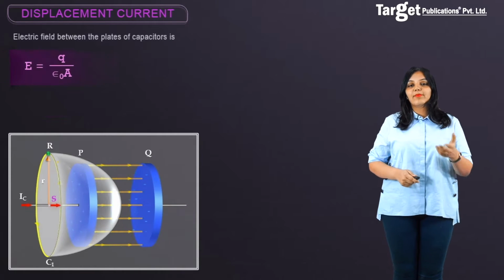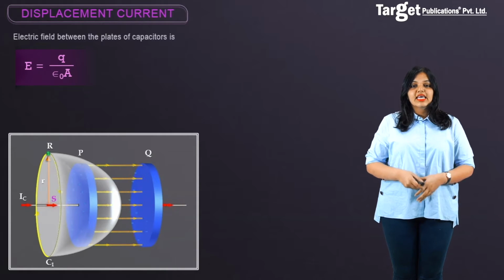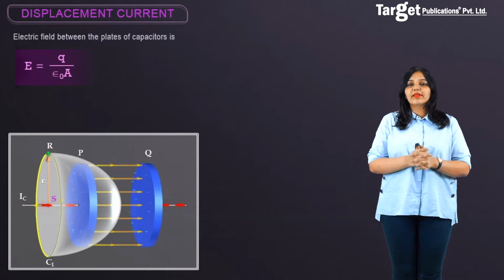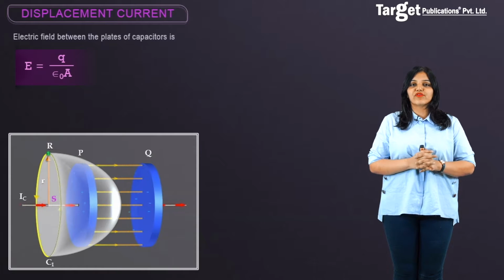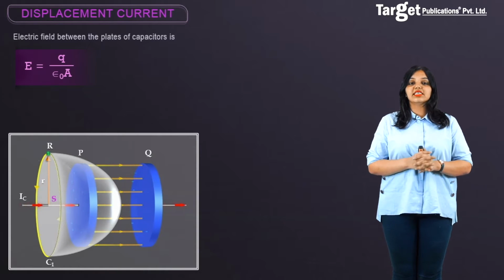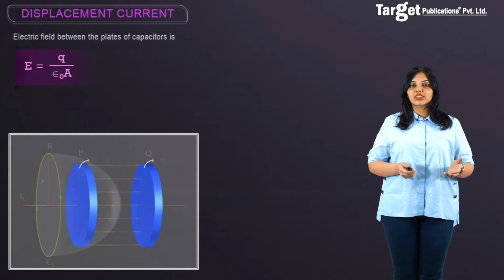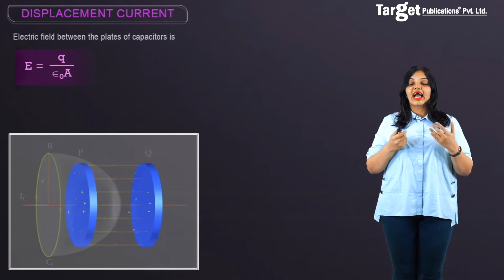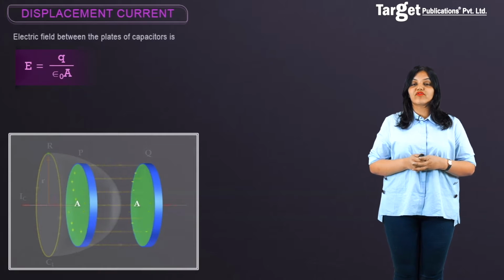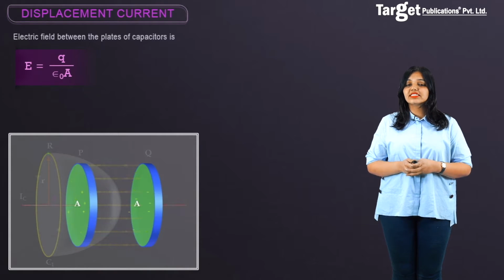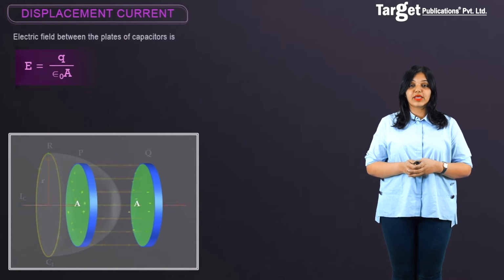So let's see how he postulated the displacement current. He said that we know already that between the plates of a capacitor lies the electric field given by the formula E is equal to Q upon epsilon naught A, where Q of course is the charge on the plates of the capacitor and A is the area of cross section of these plates. Once you have E, it is easy to find the electric flux between the plates.